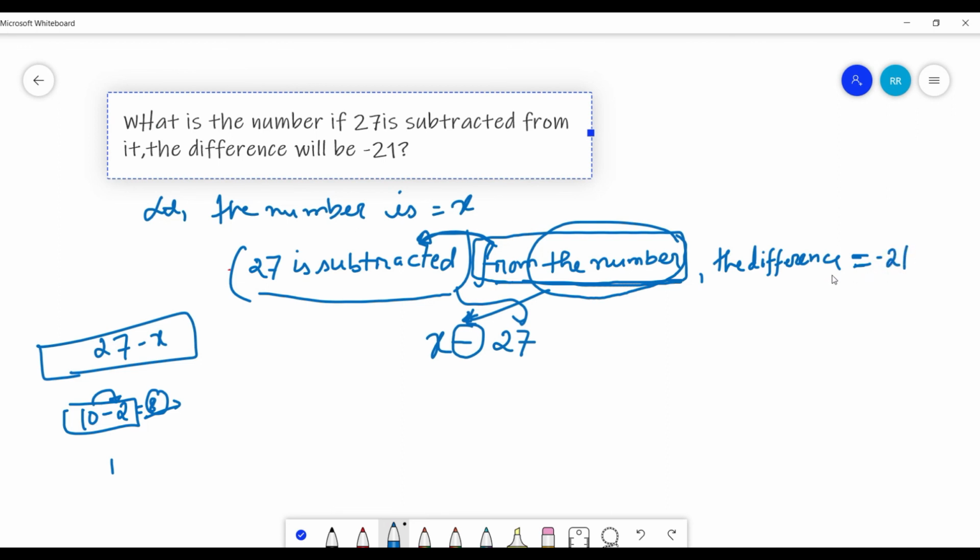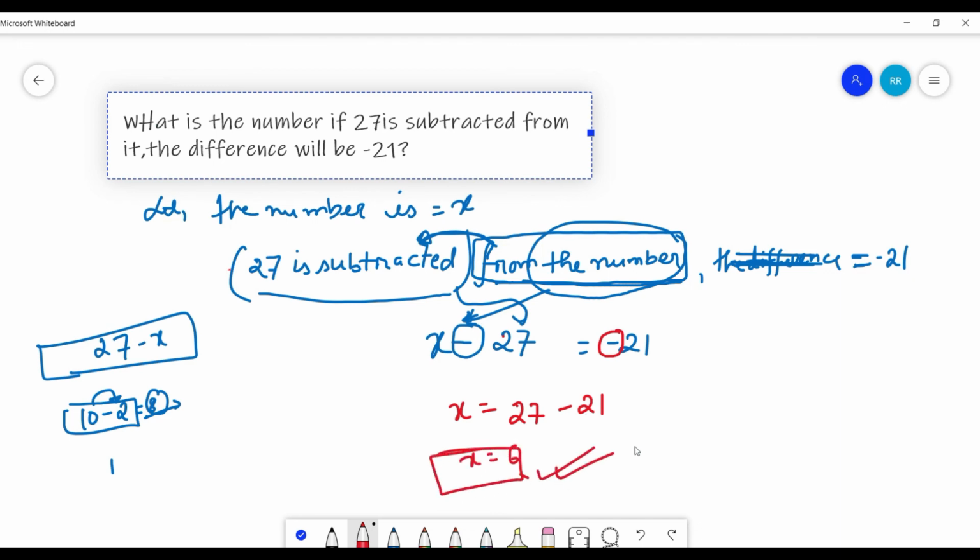So just eliminate the word difference, equal to minus 21. So we get x minus 27 equal to minus 21. If you just change the side of 27 to the right side, you will get plus 27, and here is minus 21. 27 minus 21, you will get x equal to 6. So this is our answer.